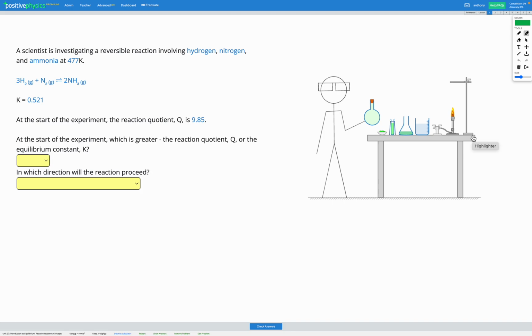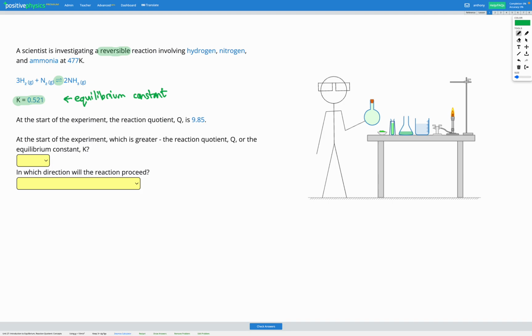In this question, a scientist is investigating a reversible reaction involving hydrogen, nitrogen, and ammonia at 477 Kelvin. So again, we can see we've got that reversible arrow showing the reaction can go both forwards and backwards. We've also been given the K. Remember, K is the equilibrium constant, and that tells us the ratio between the products and reactants at equilibrium.